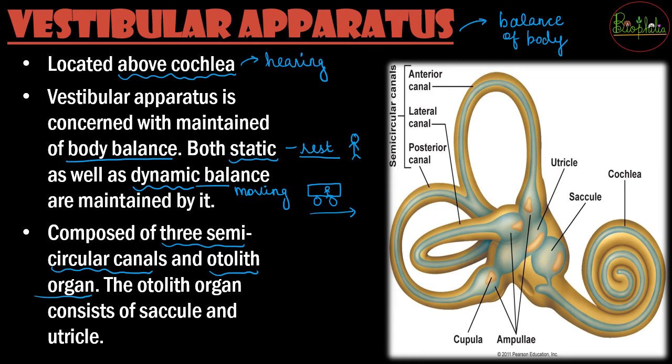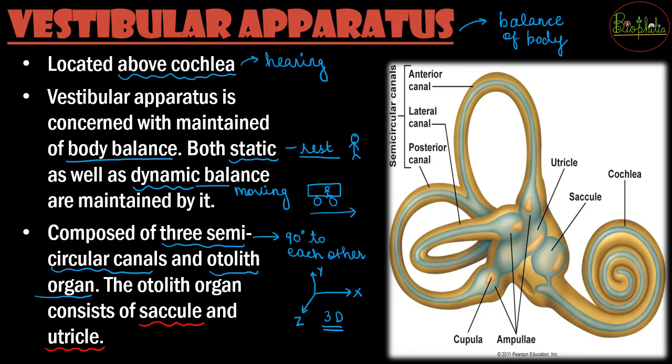What are the things? Three semicircular canals, and these three semicircular canals are going to be at 90 degrees to each other. So for example, one is at x-axis, one is going to be at y, and the third one is going to be at the z-axis. So these are going to be in 3D format, these three semicircular canals. And inside the otolith organ, there is going to be a saccule and the utricle.